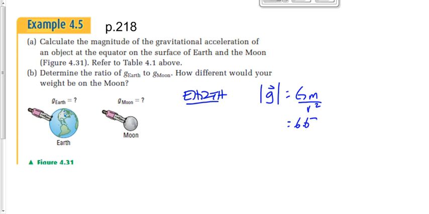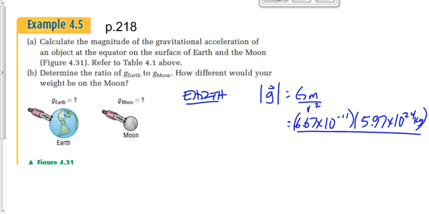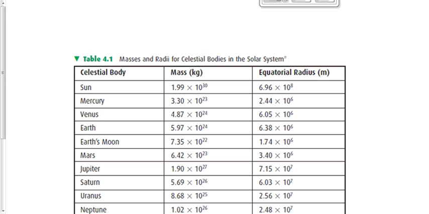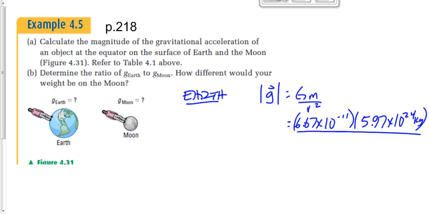6.67 times 10 to the minus 11 times the mass of the Earth, which you can look up on that table. What is the mass of the Earth? 5.97 times 10 to the 24 kilograms. And the radius of the Earth, 6.38 times 10 to the 6 meters.